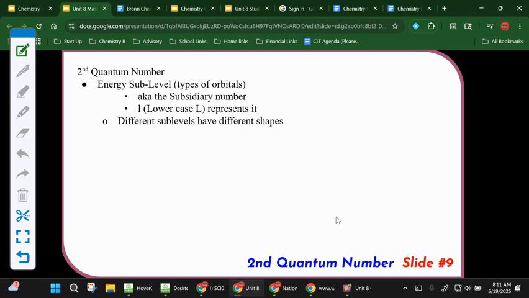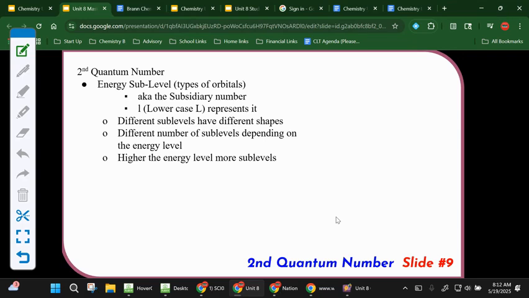Okay? Now, there are different number of sublevels depending on what energy level you are in. The higher the energy level, the more sublevels it has. Okay? So the first energy level only has 1 sublevel. Okay? That's it. To find the number of sublevels, we find the integer values. What are integers?